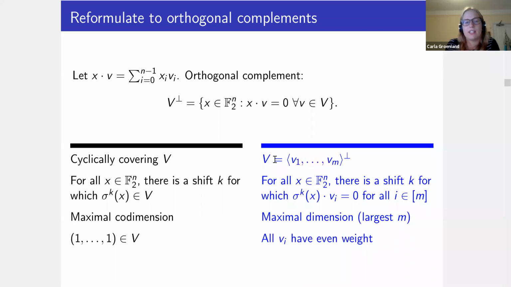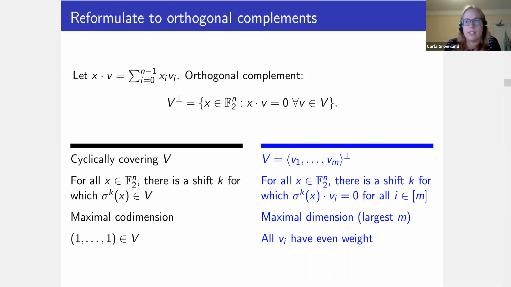So we can write any cyclically covering subspace as some kind of orthogonal complement of m vectors. And now instead of having maximal codimension, we just want to find m as large as possible. So we want to find vectors v1 up to vm with the special property. Originally we wanted to say that each vector has some kind of shift in the subspace. And now this translates to asking for every vector to have a shift which lies in this orthogonal complement, so which dot products to 0 for all the vectors.